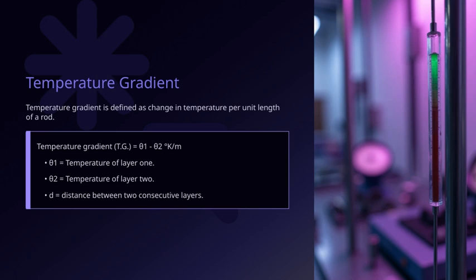Understanding the temperature gradient is crucial because it helps us quantify how heat flows through a material. When the gradient is steep, heat transfer occurs more rapidly. Conversely, a gentle gradient indicates slower heat transfer. Overall, the temperature gradient links the change in temperature directly to physical distance, which is fundamental when analyzing thermal behavior in materials or systems.